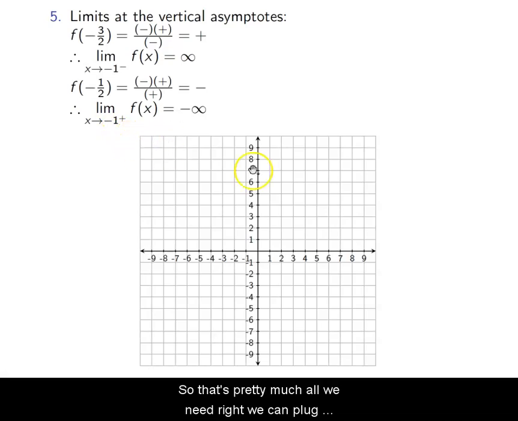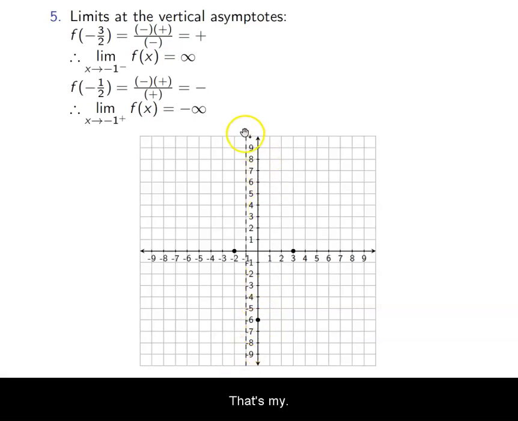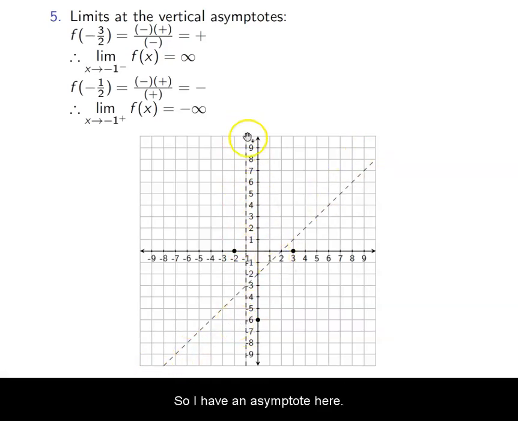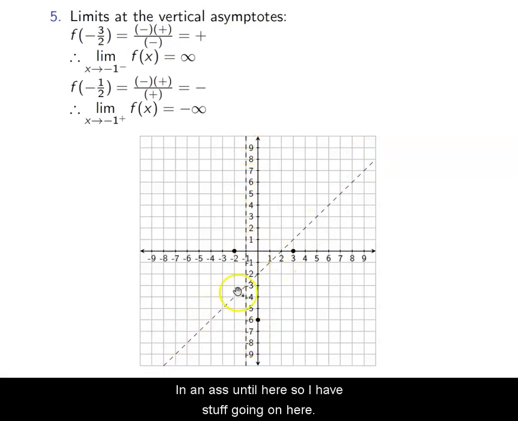So that's pretty much all we need, right? We can plug everything together. So this is -2. This is 3. This is my y-intercept. That's my vertical asymptote, x equals -1. And that's my slant asymptote. So I have an asymptote here and an asymptote here.